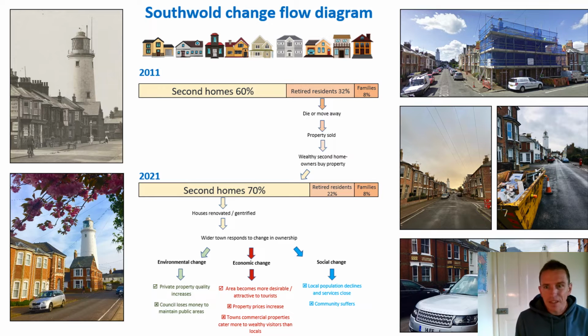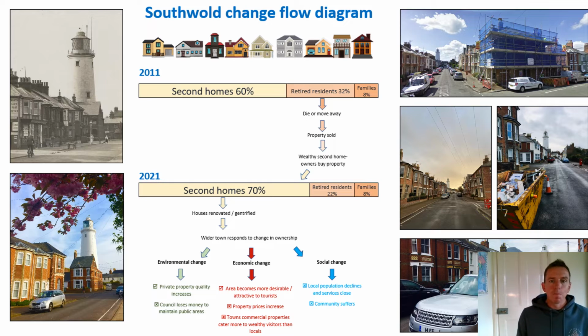And unfortunately, we're seeing a third type of second homeowner as well. These owners don't actually use their property at all. So one of the things that has happened in recent years is that house prices have increased dramatically. And in places like Southwold, there's been a massive increase. I think I mentioned on a previous slide, there's been a 17% increase in the last 3 years alone of property prices in Southwold.